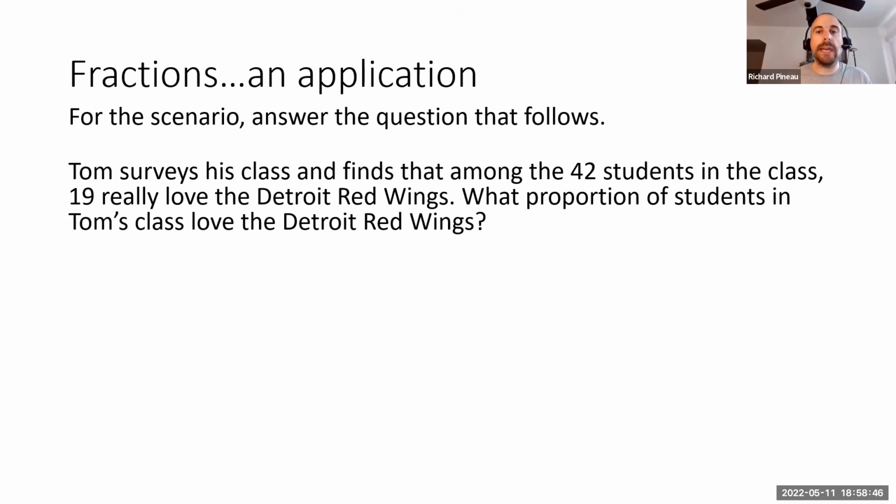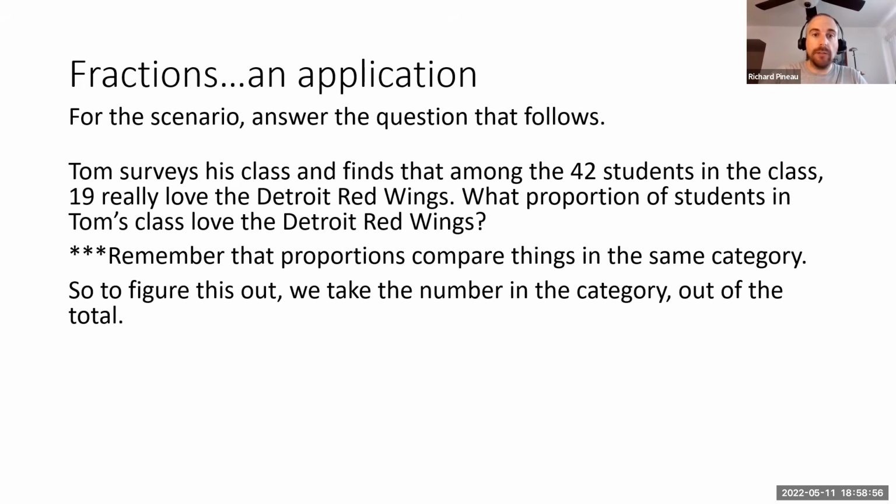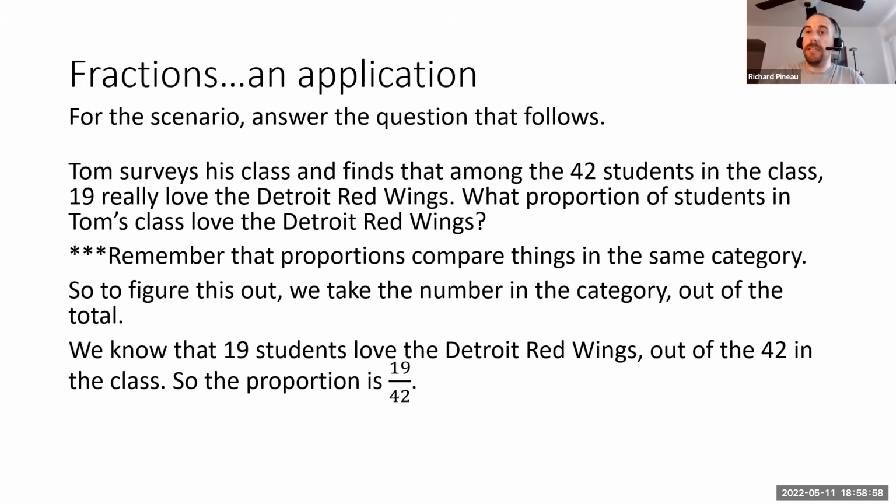Okay, now what do we care about? Well, what we care about is the number here who love the Detroit Red Wings. Well, 19 love the Detroit Red Wings. So that's going to be easy. 19 out of 42 is what we're going to be looking at here. So 19 students love the Detroit Red Wings out of the 42 in the class, 42 being the grand total. You will have some questions that will ask you to figure out what the proportion is, so make sure you're paying attention.